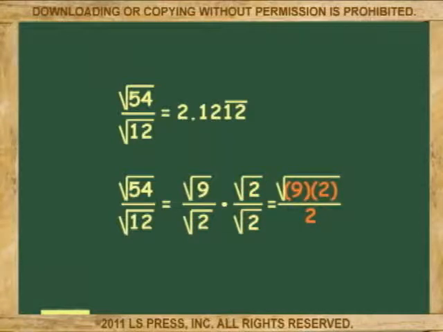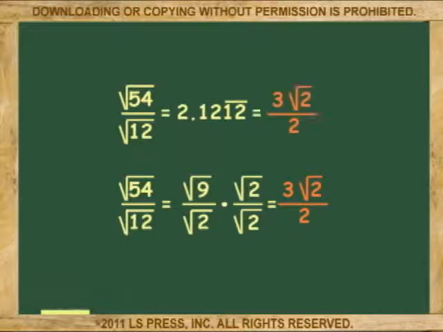9 times 2 is the new numerator, and the new denominator becomes simply 2, without the radical, because the square root of 4 is 2. The denominator has been simplified. All we have left to do is to simplify the numerator. The square root of 9 is 3. So the answer is 3 radical 2 over 2. Using the calculator, we see that 3 radical 2 over 2 is also 2.1212. Because you get the same outcome, 3 radical 2 over 2 is the simplification of radical 54 over radical 12.